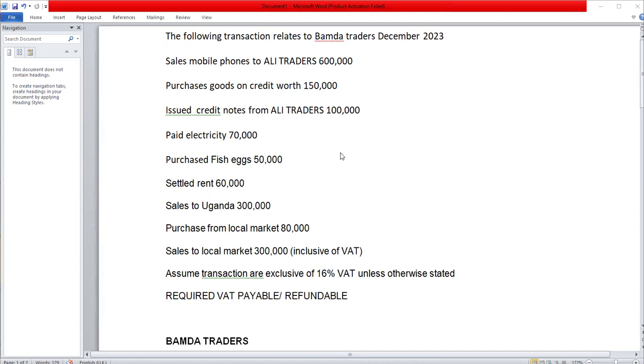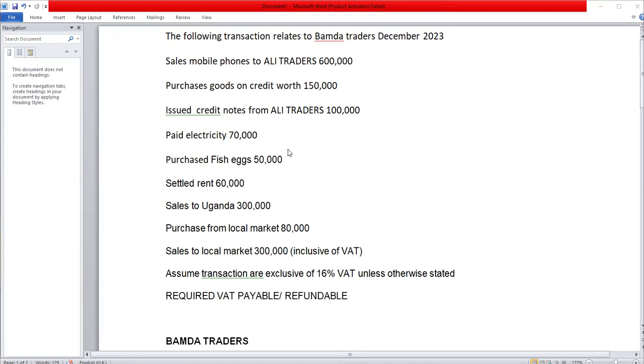So as I promised, I want to do VAT, accounting for VAT. I want to tackle this brief question. Then the next VAT question is going to be complex. We're going to introduce what we call deductible input tax. But for now, let's start with this simple illustration for this session.